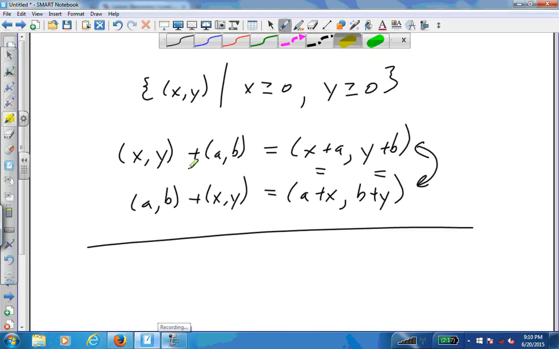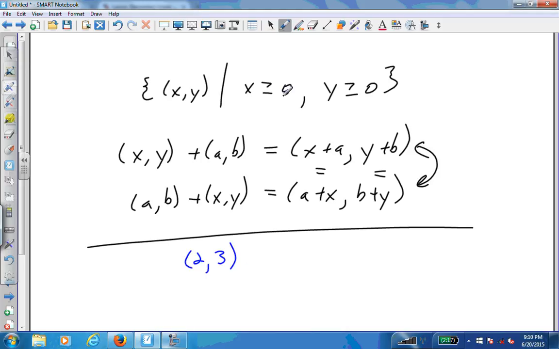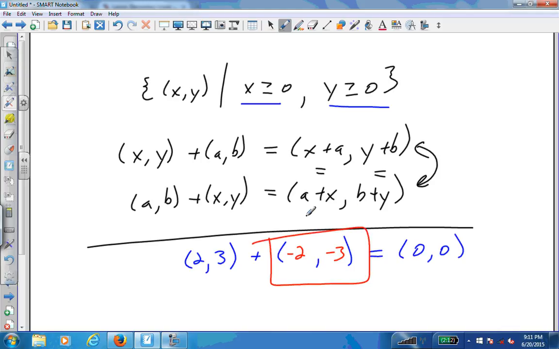Well, if we just make up an example, if we have (2, 3), which notice the x and the y are both positive, then to be able to add something to that and get the 0 vector, we would have to have a -2 here, a -3 there. But notice this is not in that set, because the x is not positive, the y is not positive. Thus, this is not a vector space.